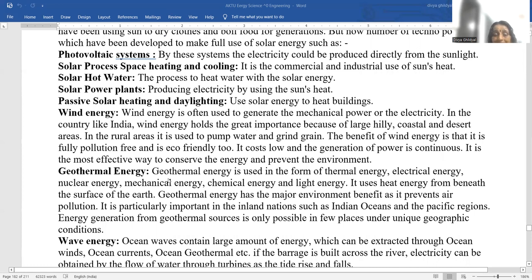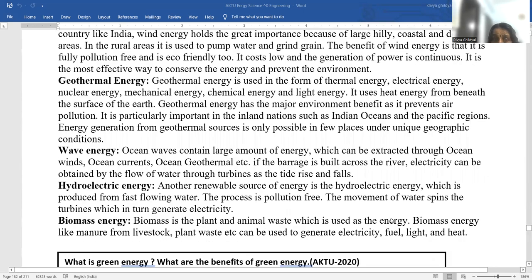Geothermal, that means the energy beneath the surface of the earth is used. It can be hot water springs, steam, etc., which is used to run turbines, and then they generate electricity. Wave energy: ocean waves move in the form of up and down waves, and their pressure difference is used to generate energy. Ocean winds, ocean currents, etc.